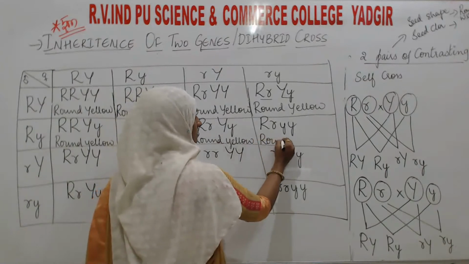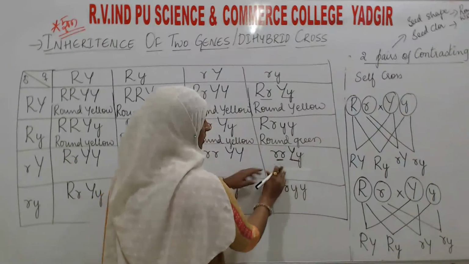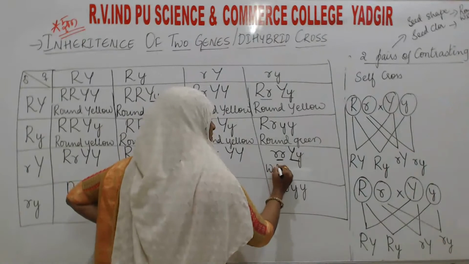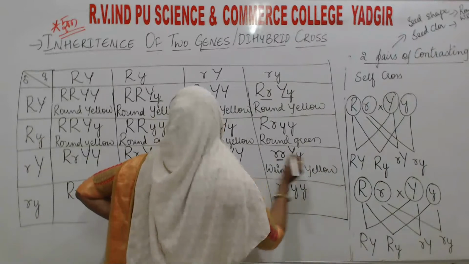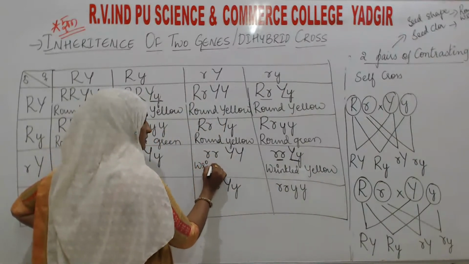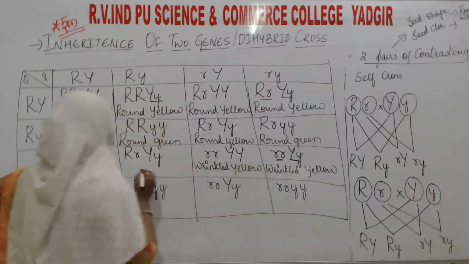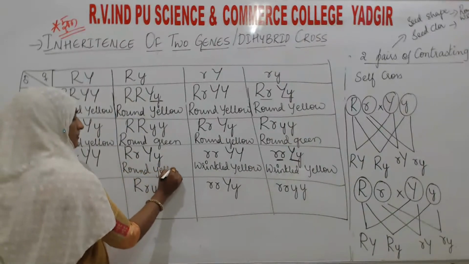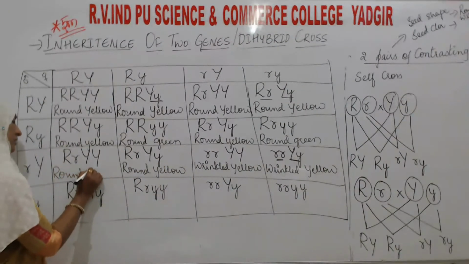Then round green. Here both are recessive, so it will become wrinkled. Wrinkled yellow. Here it is, both are small r. Wrinkled yellow. Here it is round yellow. Next, here it's also round yellow.